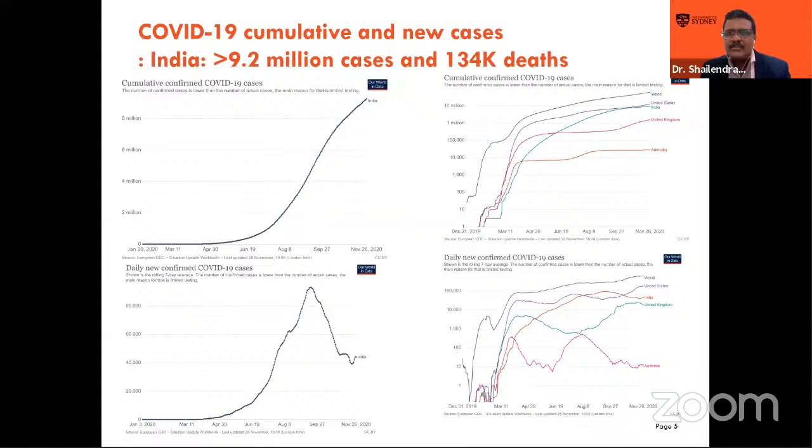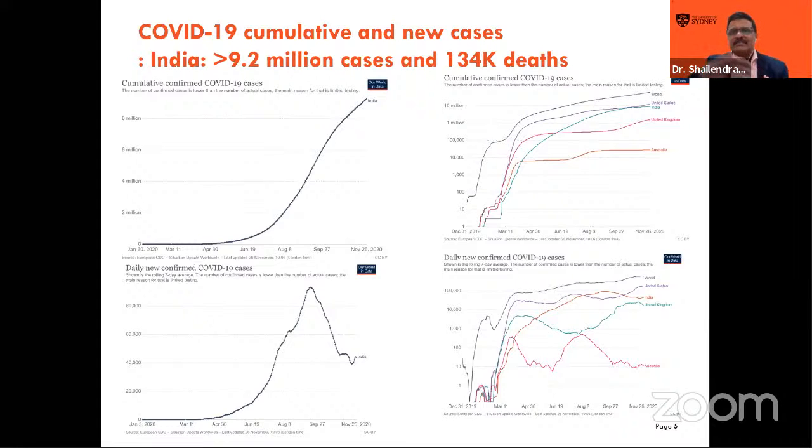So we have Australia at the bottom there because we've got a small number of infections, around 10,000 on the logarithmic scale. But if you look at the world, the United States and India are still at the top, with more than 9 million cases in India, more than 10 million in the United States, and more than 1 million in the UK.